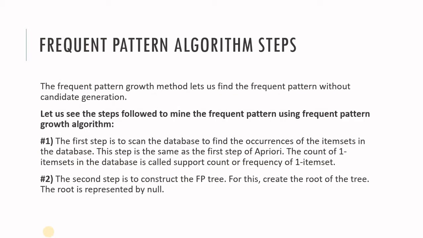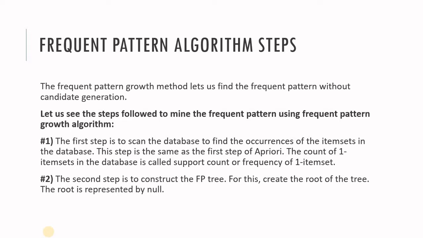The frequent pattern growth method. Let us find the frequent pattern without candidate generation. Let us see the steps followed to mine the frequent pattern using the frequent pattern growth algorithm. The first step is to scan the database to find the occurrence of the item sets in the database. This step is the same as the first step of Apriori. The count of item sets in the database is called the support or frequency of one item set. So it is counted that if the item set is repeated 4 times, then the support becomes 4.